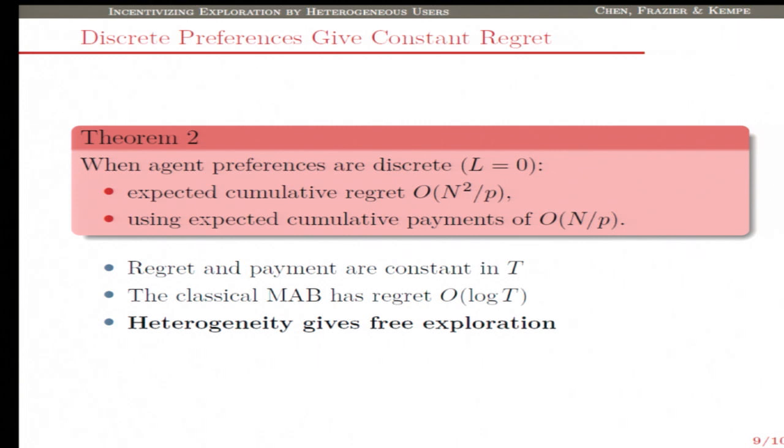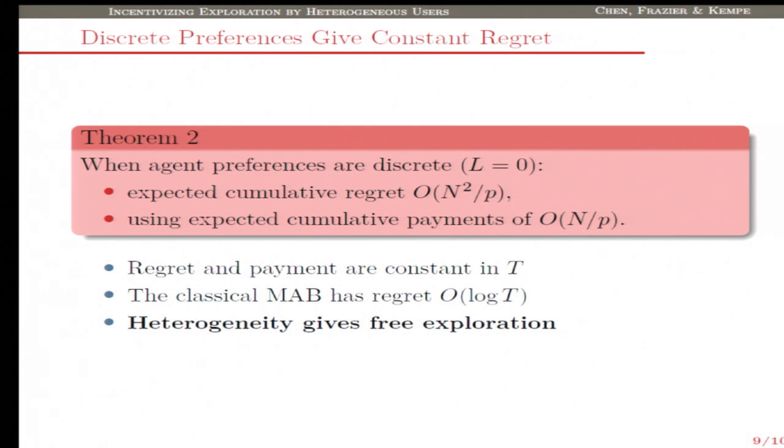There's one special case that I think is worth mentioning. When the user's preferences are discrete, i.e. L equals 0, in this case the expected cumulative regret is actually bounded by a constant. It's n squared divided by p, using an expected cumulative payment of n divided by p. So this is very different from the traditional multi-armed bandits problem, which says that the regret is at least log t. So here is the intuition behind our result.